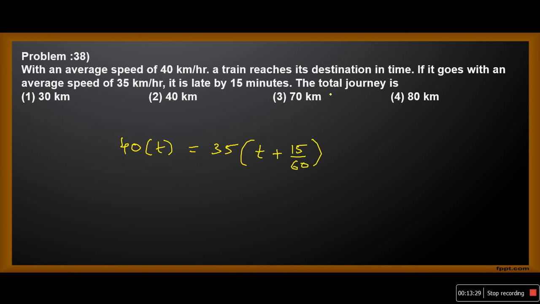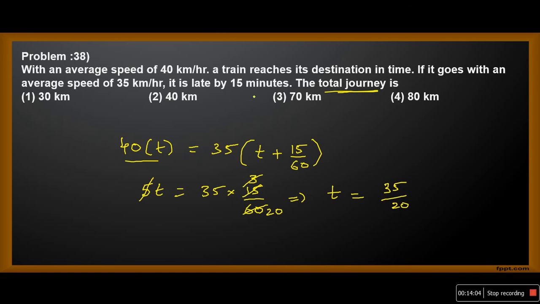Now what is the question asking? Total journey is nothing but 40t or 35 into t plus 15 by 60. You can substitute anyway. Now simplify this. 40t, bring this 35 to the left hand side. So 5t is equivalent to 35 into 15 by 60. Okay. Now 5 ones are 5, 3 threes are 3. So this implies t equals 35 by 20 hours.